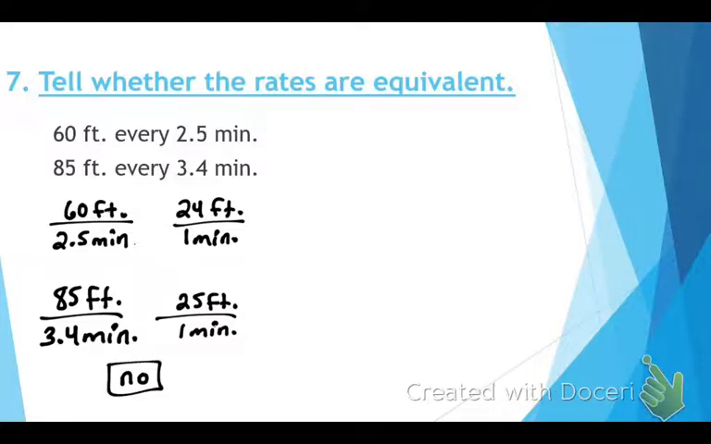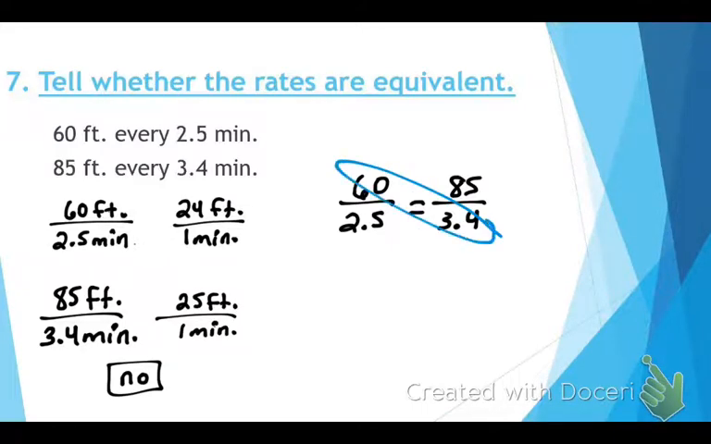How many of you would say that you did cross products? All right, when you did cross products, you would have had 60 over 2.5 equals 85 over 3.4. Remember, with cross products, you are circling what is diagonal from each other. When you multiply that out, 60 times 3.4 equals 2.5 times 85.